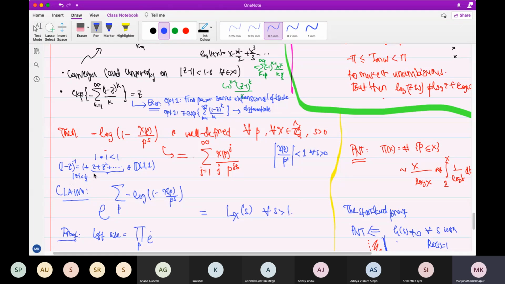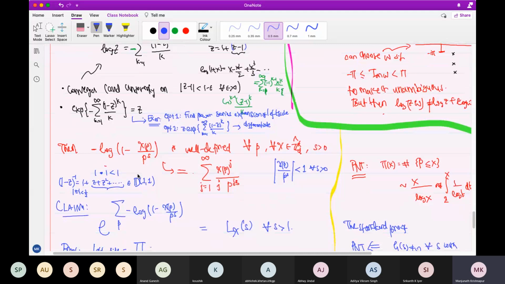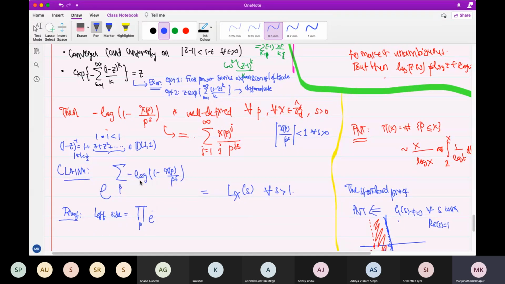If mod z is less than half. For mod z bigger than half, you're right, it is not. So if mod z is bigger than half, this 1 minus z inverse is not inside the disk. 1 minus z is, but 1 minus z inverse is not. Yeah, so maybe then I get into a little bit of trouble here. This one, when s goes down to 0, it can be close to 1, right? Oh, sorry, we are going to take s bigger than 1. Okay, so then I'm fine. So all this claim is fine.